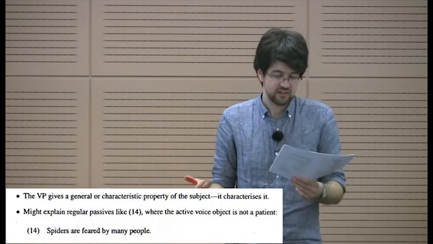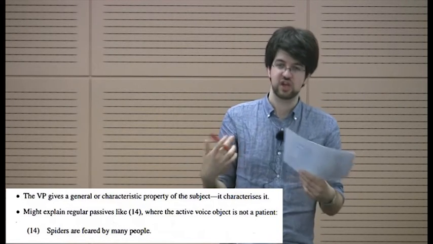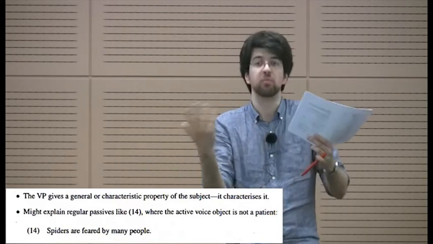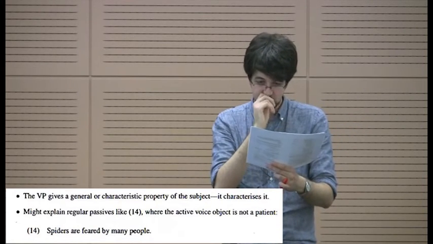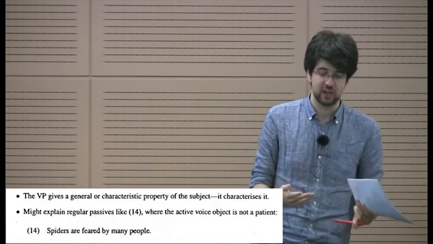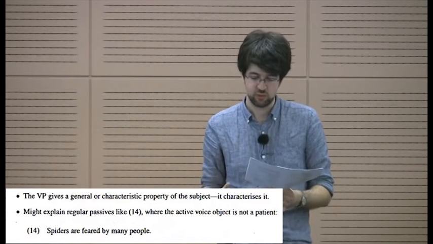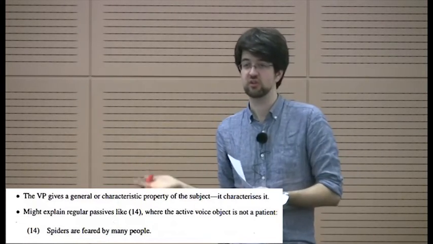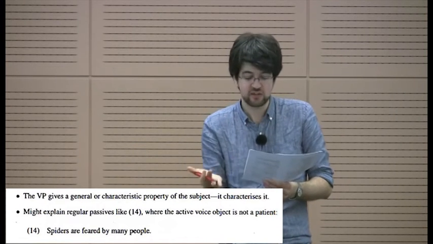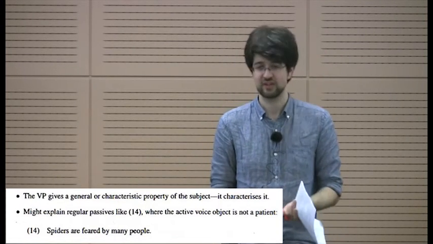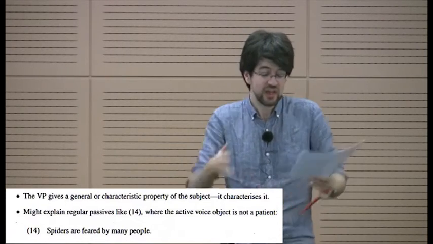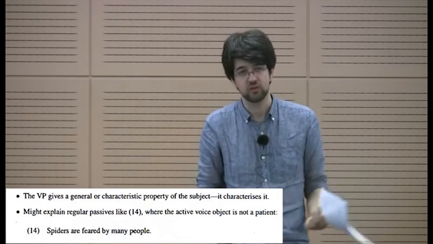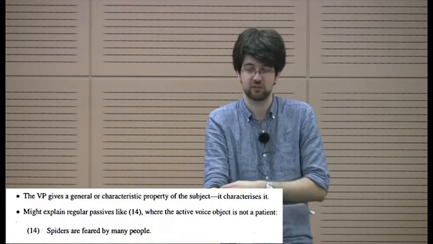So what Kim and others say is that actually what matters is that the VP gives a general or characteristic property of the subject, so it characterizes it in some way. This is a property of Saul, that it can be walked around in a day. And this has a reflex in the regular passive, so I think this might go some way to explaining passives like 14, which come from verbs where the active voice object is not a patient, so it can't be affected. In spiders are feared by many people, spiders aren't affected by being feared. Well, they might be squished occasionally, but in the abstract, they're not affected by being feared. But they are characterized by it, right? So this might go some way to explaining the existence of passives like this.